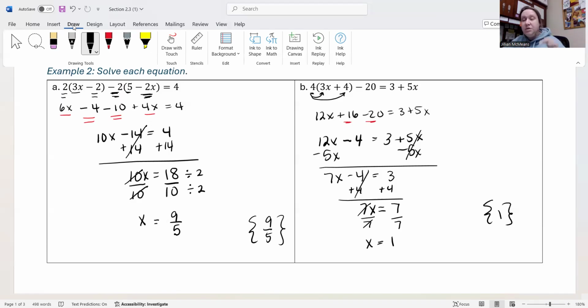And then finally, once you get a single variable term equaling a single constant term, then you can apply the multiplication property of equality. So make sure you practice examples like this. Make sure you're really solid at solving equations. In the next videos, we're going to look at dealing with fractions and decimals.